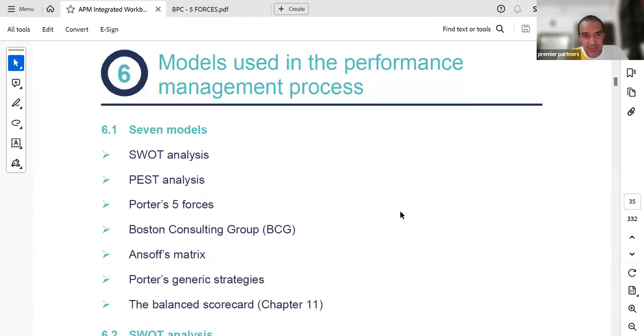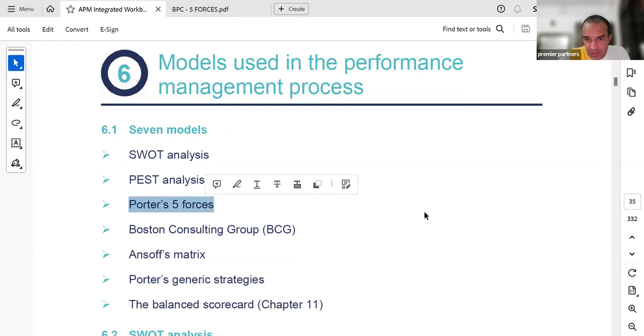Types of the benchmarks. So then we have certain other models that we need to learn. SWOT basically looks at strengths, weaknesses, opportunities, and threats. PEST: political, economic, social, and technological. There you will be asked to do an environmental analysis.